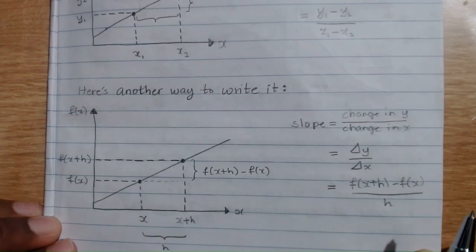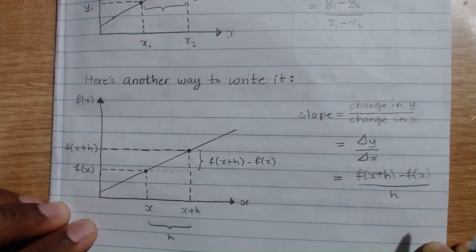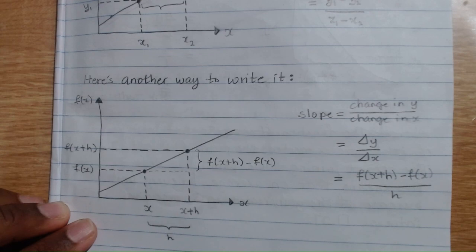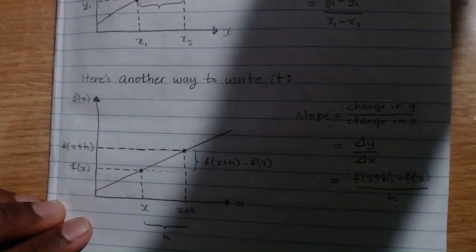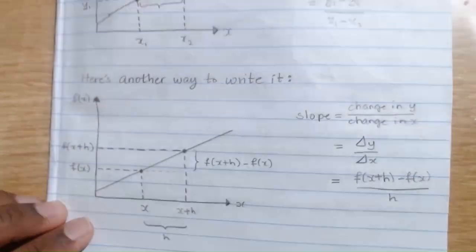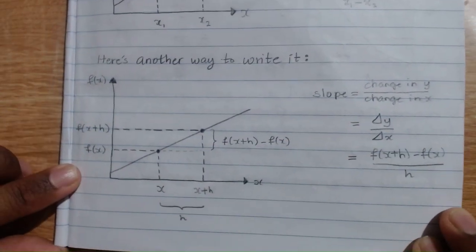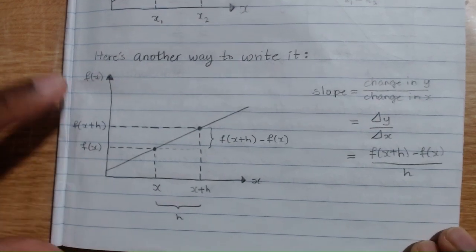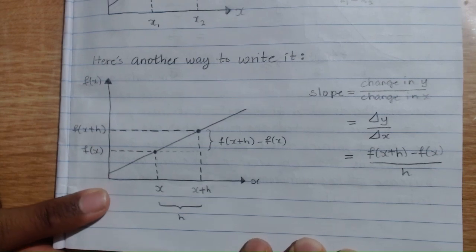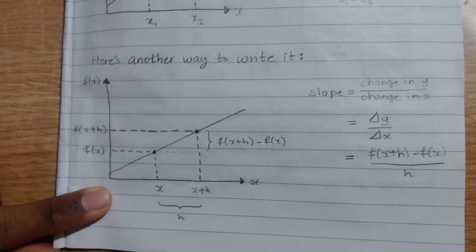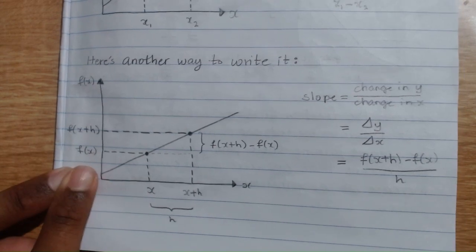Over here, I've just written it in a different way using some different notation, but it's the same concept. All right, I've written this graph and the slope in another way as well. So we have the same graph, f of x, and the x-axis is x, and it's the same line, but the first point I'm putting as the x value is x, and the y value is f of x.